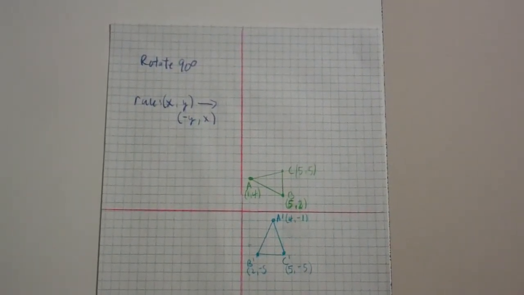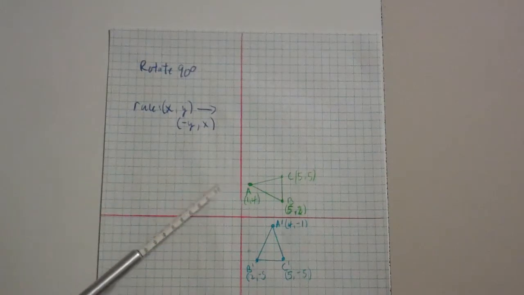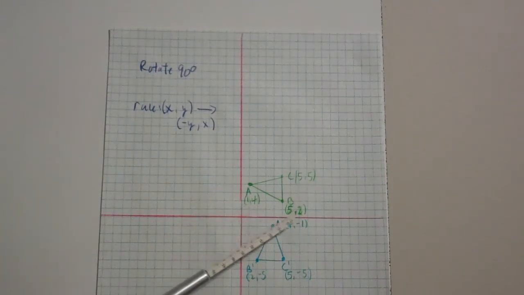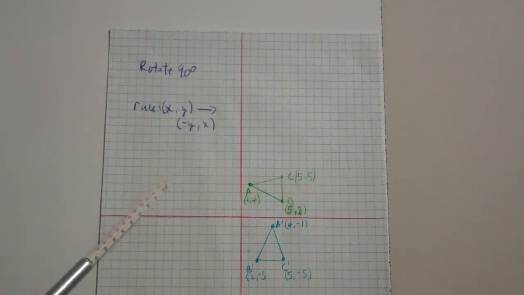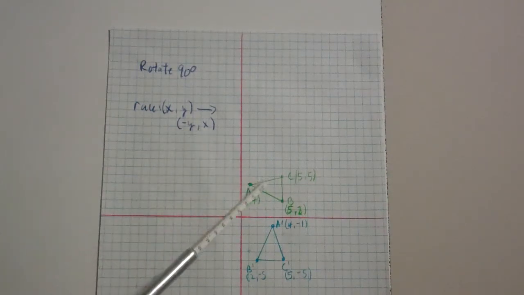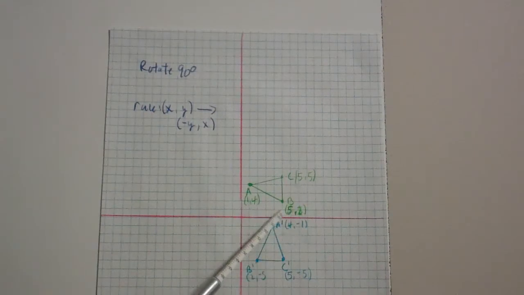So this is a rotation of 90 degrees. We're starting off with the image of the green triangle. A is 1, 4, B is 5, 2, and C is 5, 5. And again, I'm going to rotate this 90 degrees. So when I rotate this, I'm going to change the value.